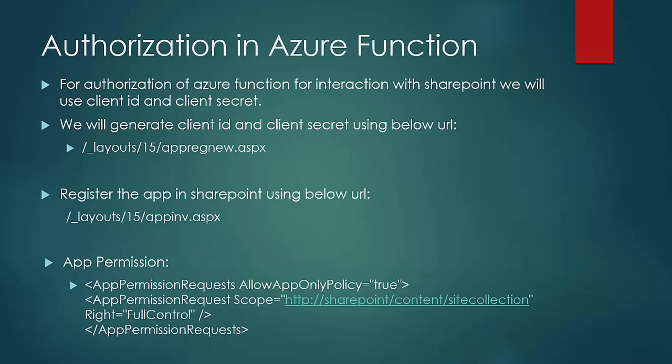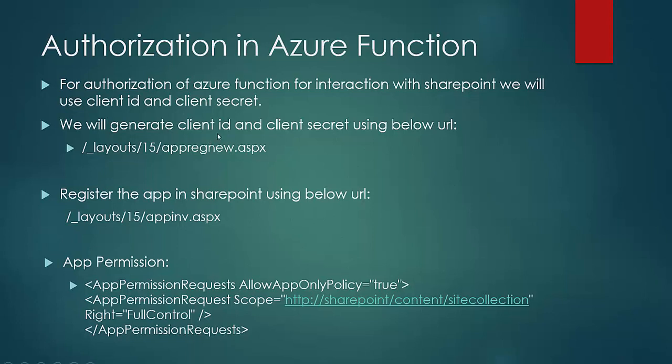Then authorization in Azure function. In today's demo, I will be creating a list item using Azure functions. For interaction with SharePoint, to authenticate or authorize my Azure function, I will be using client ID and client secret. As in my previous video, where we used run with elevated privileges and saw how to elevate the user permission inside an SPFx web part, we used Power Automate. In that also we used authentication. We did authentication through client ID and client secret.